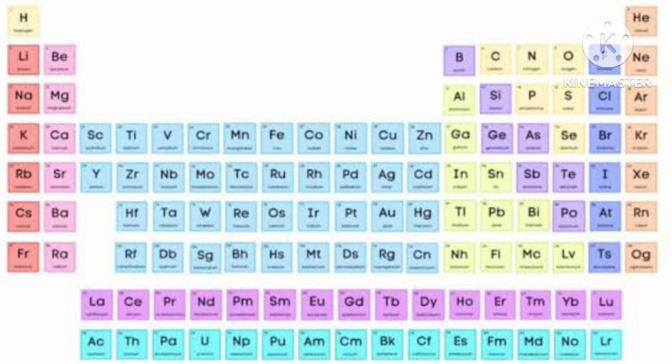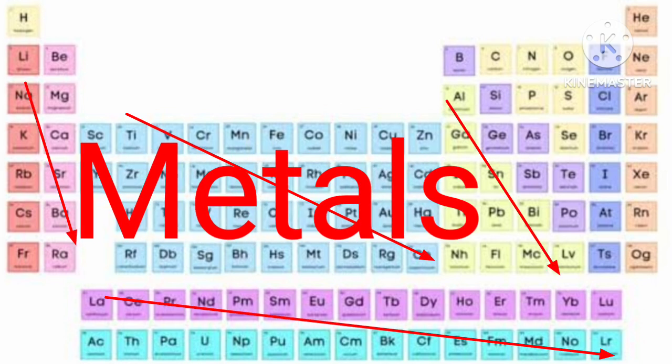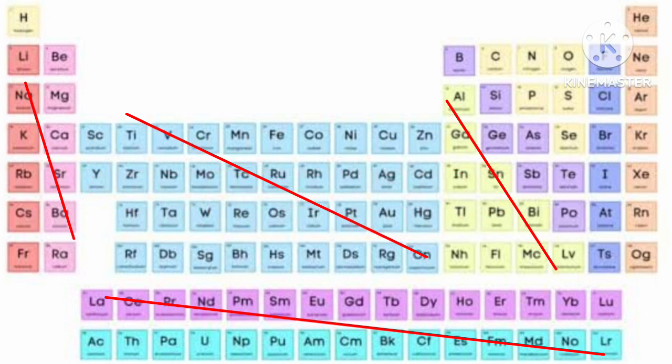Now this periodic table has been divided into three different sections. Towards my left in the slide, most of them are considered to be metals. You can see the arrows, those all are considered to be metals.